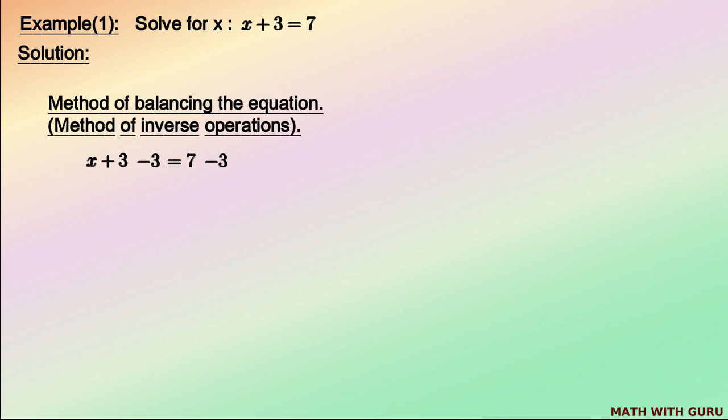Note that subtraction is the inverse operation of addition. Now plus 3 and minus 3, their algebraic sum is 0. Note the equation here. We get x equals 7 minus 3. This is as good as bringing plus 3 from the left hand side to the right hand side by changing its sign. X equals 4.